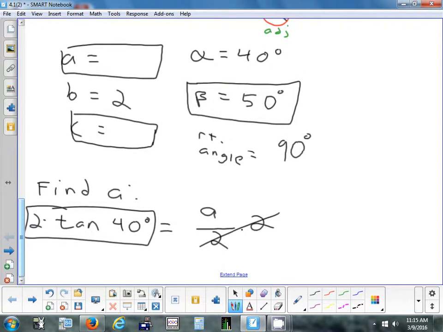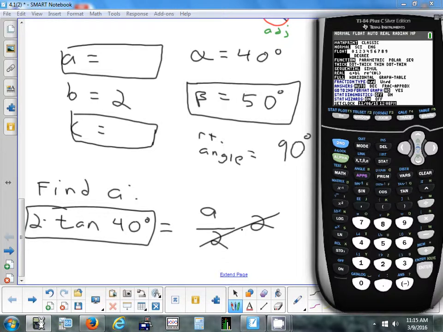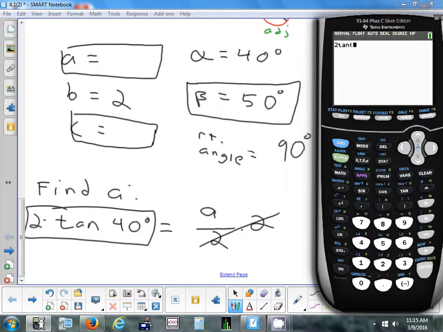Now I'll type that in on my calculator. What units do I want to make sure that I'm in? Are we in radians or degrees? Yeah, I should be in degrees. So change to degrees, and type it in just the way you see it: 2 tangent 40. Right, so A is about 1.68.